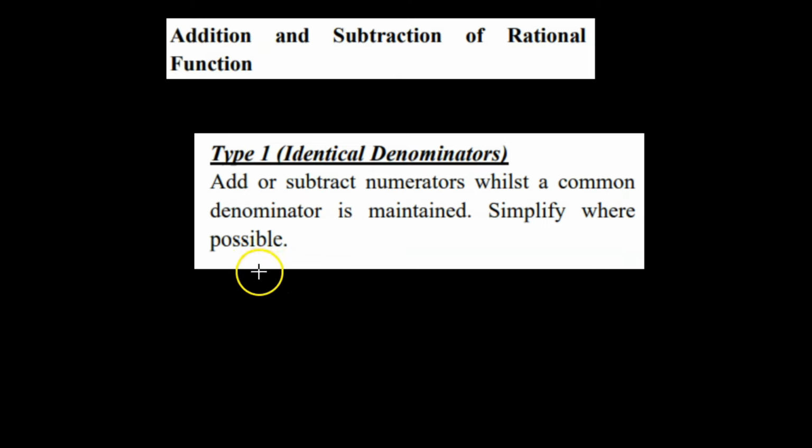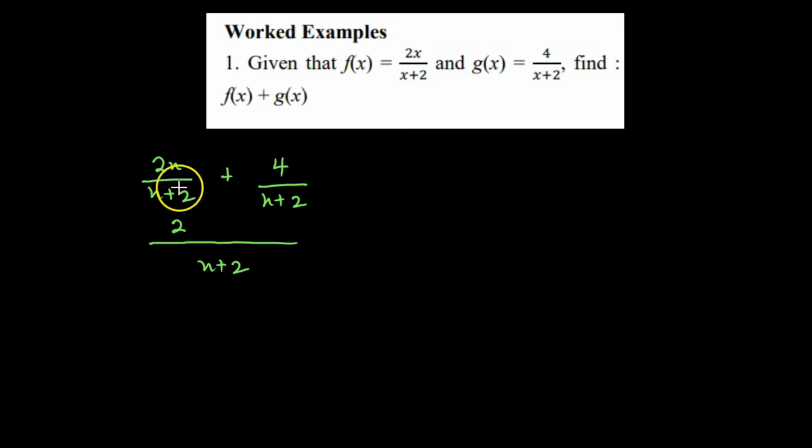So let's take an example. Given that f of x is equal to 2x all over x plus 2 and g of x is equal to 4 over x plus 2, we should find f of x plus g of x. So it's simply going to be 2x all divided by x plus 2 plus 4 all on x plus 2. So we just find the LCM, and the LCM is x plus 2, because x plus 2 can go into itself 1. Therefore, we select just the x plus 2. Then we add the numerators. So we have 2x plus 4.